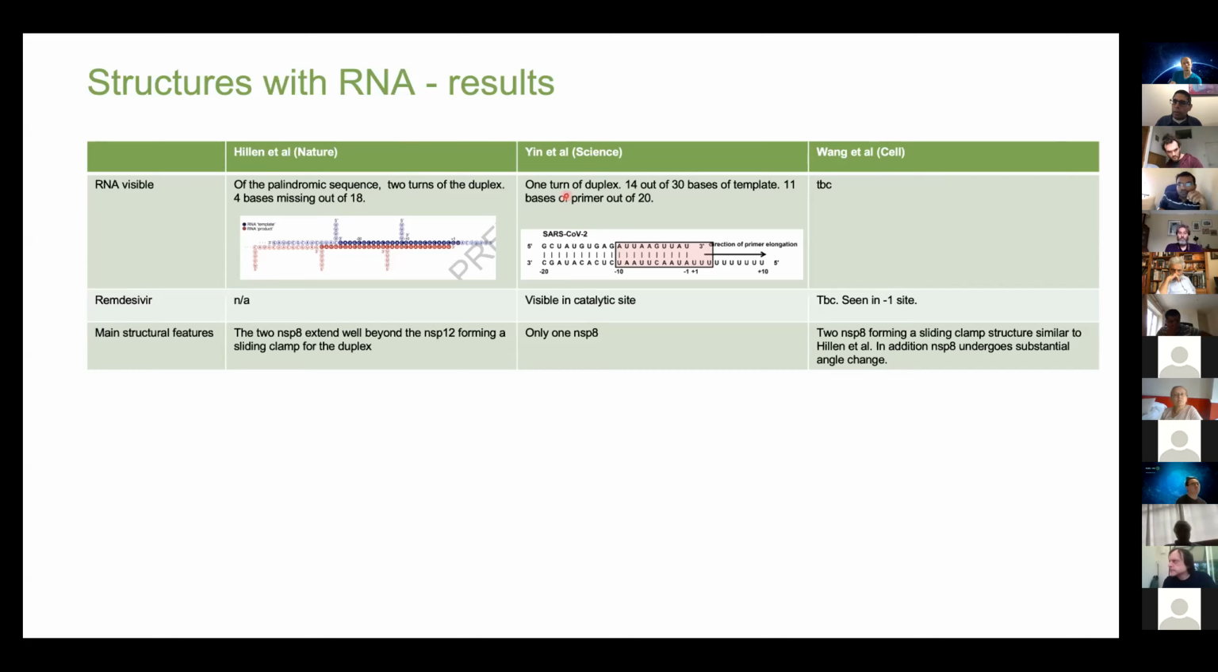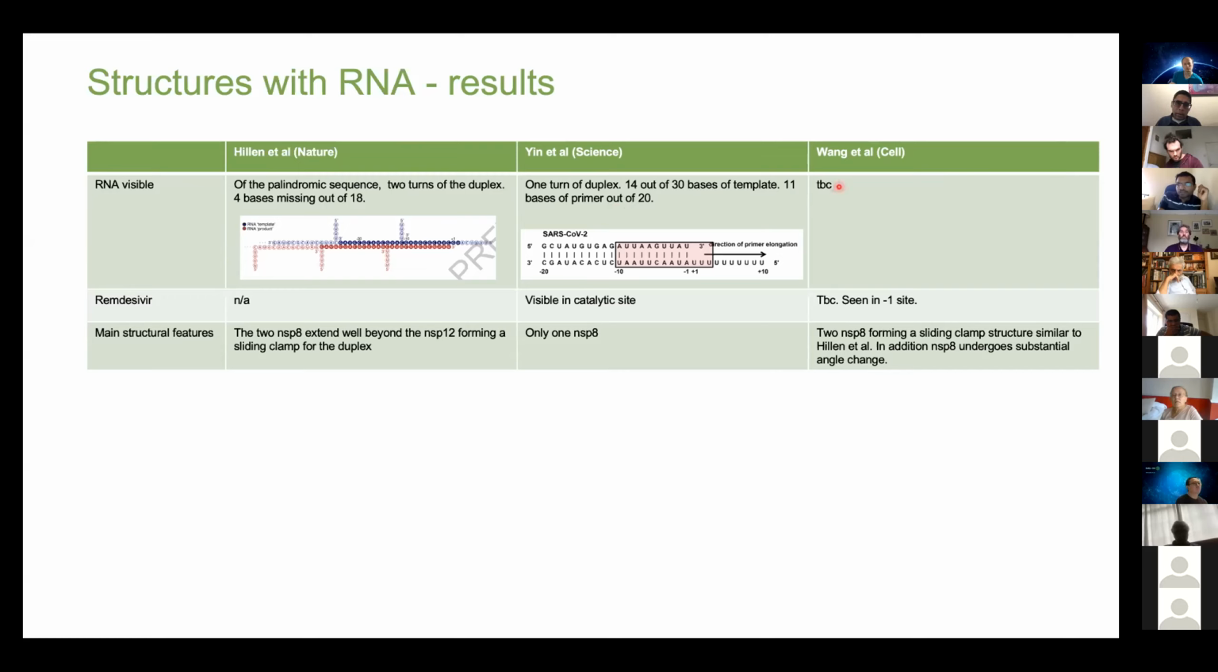In the Yin et al. paper, there's only 1 turn of the duplex, and there's quite a lot missing. What I'm showing here in red is what they see, and the rest is missing. So they're only seeing 14 of 30 bases of template and 11 bases of the primer out of 20.